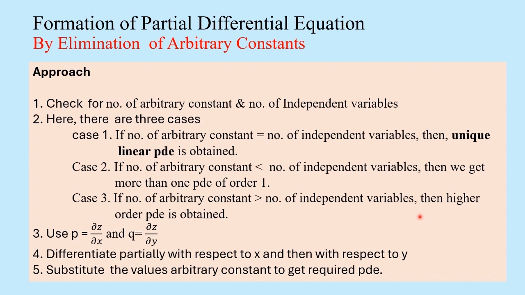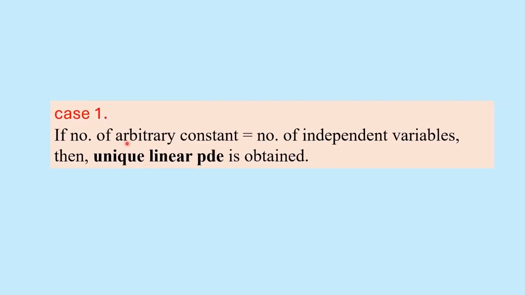Here we make use of P and Q. Here we partially differentiate with respect to x and y. Then substitute the value of the arbitrary constants to get the required PDE. Let's understand case 1. If the number of arbitrary constants is equal to the number of independent variables, then a unique PDE is obtained. Let's understand it with examples.